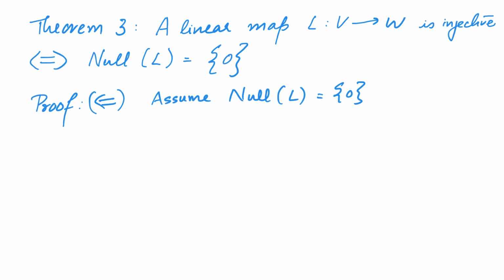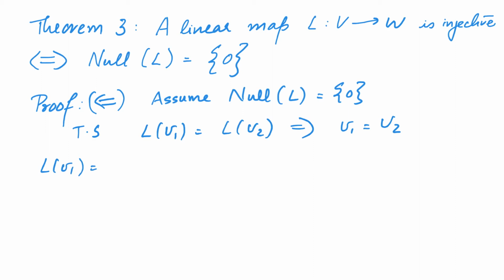To prove the other side, let us assume that null of L is the singleton set 0, and using this assumption we will prove that L is injective. In other words, we have to show that if L of V1 is equal to L of V2, then V1 is equal to V2. That's what we have to show. So let L of V1 be equal to L of V2.